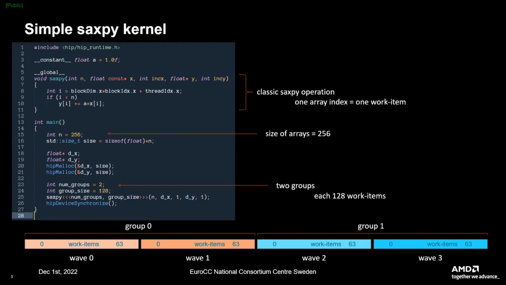So here, I'm using an array of size 256, and it has two groups. Each group has 128 work items, and those work items are also divided, so each work group has two sets of waves of 64 length each, and we'll see why this is important when we go forward. But essentially, this is a very simple implementation of a SAXP kernel, as you see here.